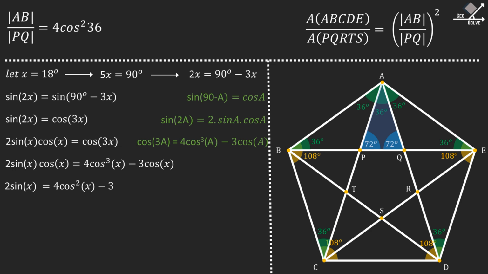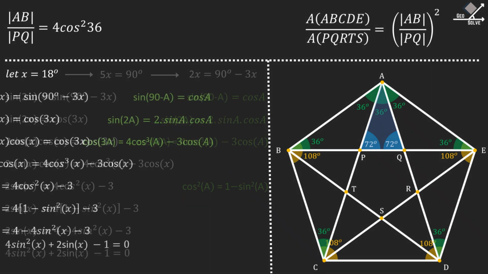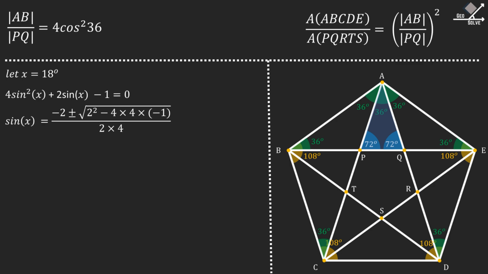Here recall that cosine square a can be written as 1 minus sine square a. Applying this to our expression, we will have the following. Now let's distribute 4 over the square brackets. Rearranging the terms, we will have this final equation. Now we can solve this quadratic equation using the quadratic formula. Simplifying the expression, sin x will be equal to minus 1 plus minus square root of 5 over 4.